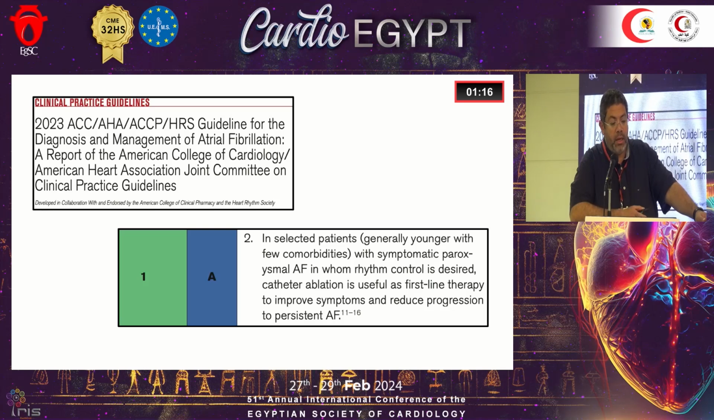These are the American guidelines published in 2023, and they say that in selected patients, generally younger with few comorbidities, based on the several studies that we have discussed, in patients with symptomatic paroxysmal atrial fibrillation in whom rhythm control is desired, catheter ablation is useful as a first-line therapy compared to medical treatment to improve symptoms and reduce the progression to persistent atrial fibrillation, which we all know is hard to control even with ablation, and the way that we do it is not very clear up till now.